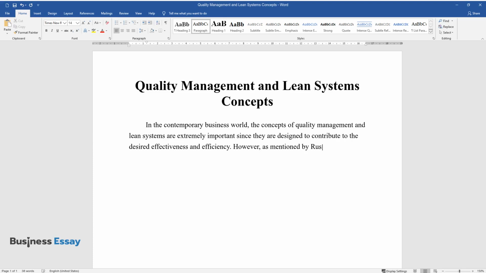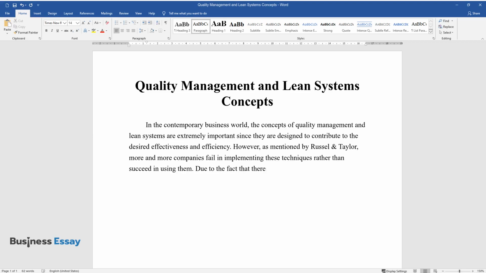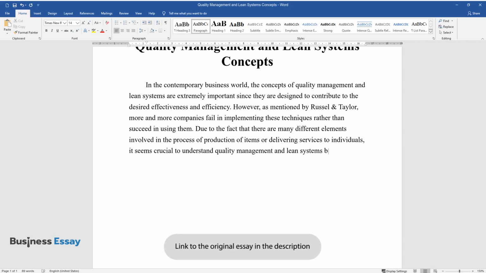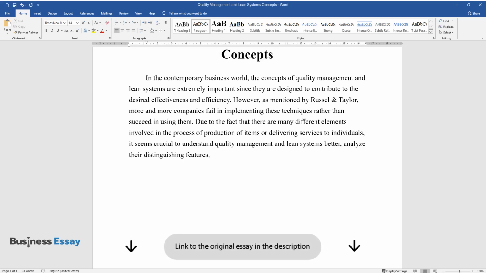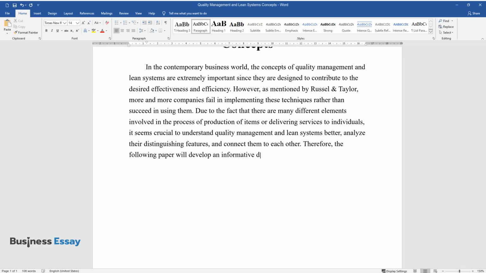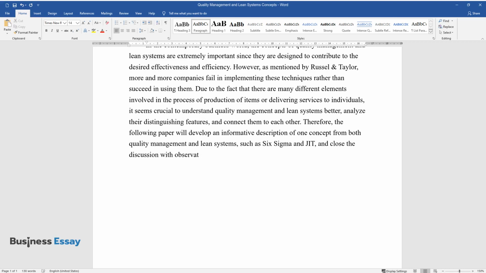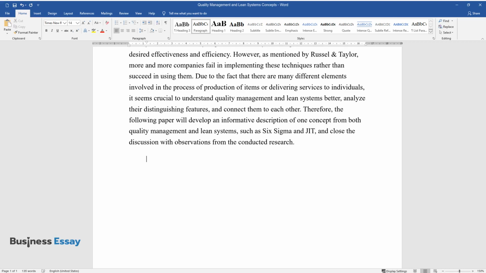However, as mentioned by Russell and Taylor, more and more companies fail in implementing these techniques rather than succeed in using them. Due to the fact that there are many different elements involved in the process of production of items or delivering services to individuals, it seems crucial to understand quality management and lean systems better, analyze their distinguishing features, and connect them to each other. Therefore, the following paper will develop an informative description of one concept from both quality management and lean systems, such as Six Sigma and JIT, and close the discussion with observations from the conducted research.